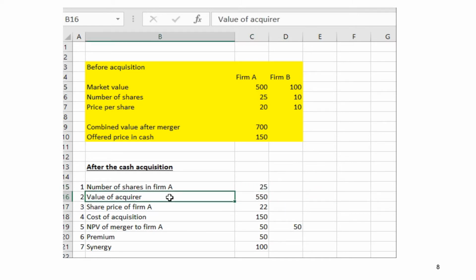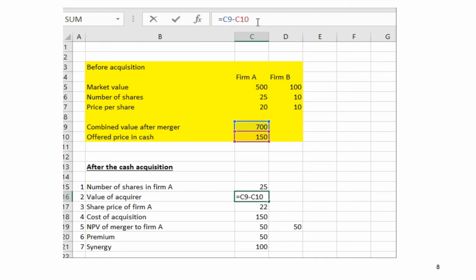Question 2. Calculate the value of the acquirer after the cash acquisition. The value of the acquirer is the value of the combined firm after the merger minus the cash paid, because the asset in the combined firm is reduced by the amount of cash paid out.